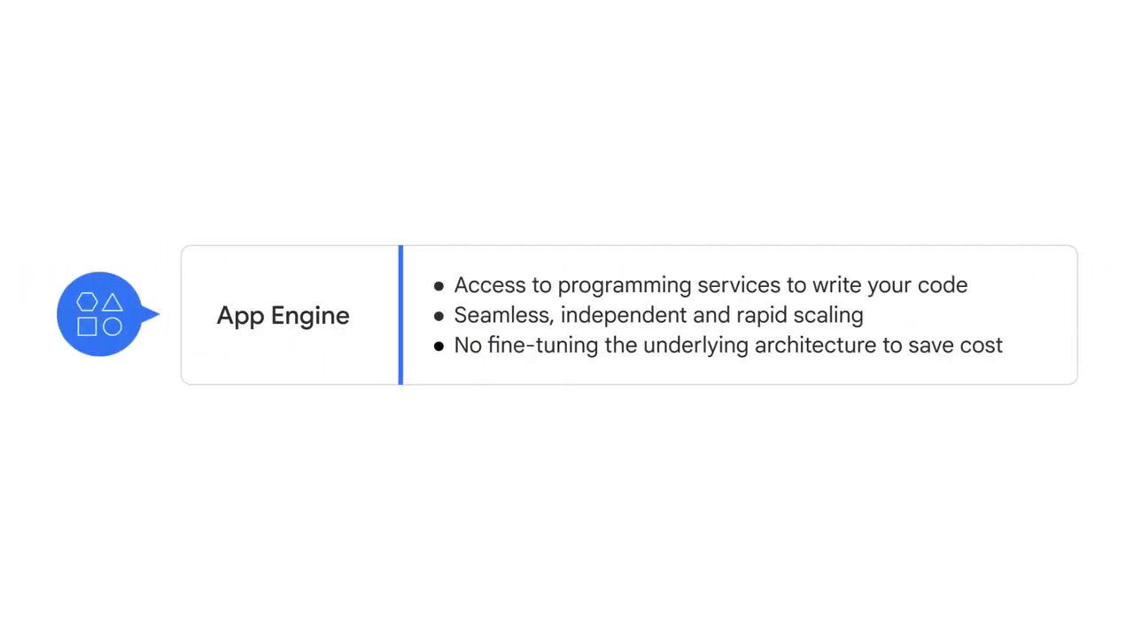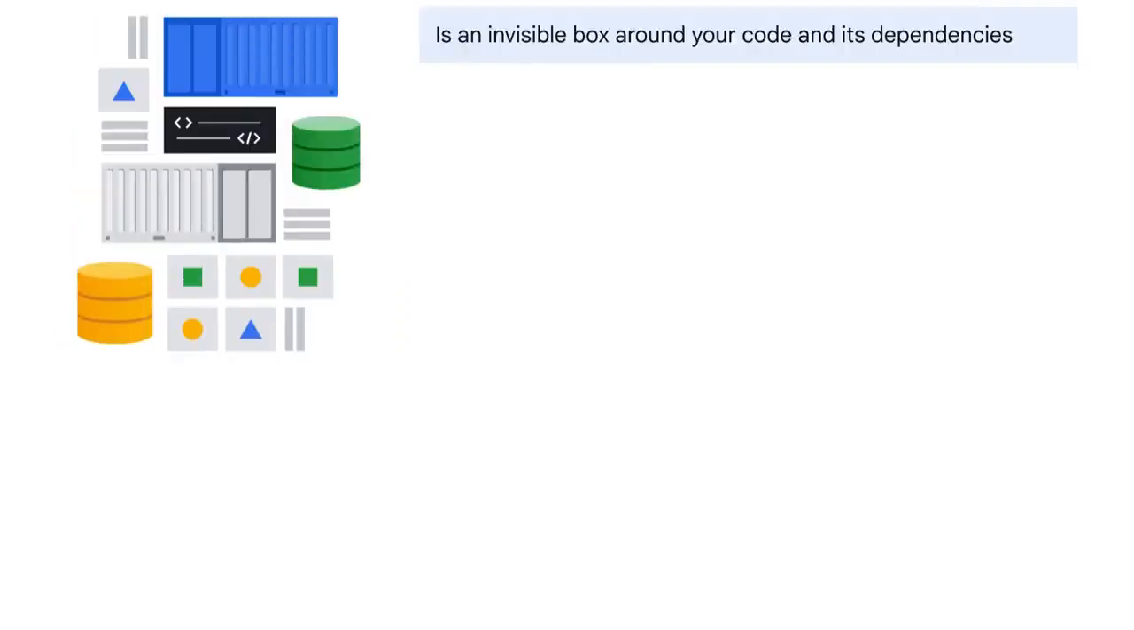Now, with App Engine, you get access to programming services, so you only need to write your code in self-contained workloads that use these services and include any dependent libraries. This means that as demand for your app increases, the platform scales your app seamlessly and independently by workload and infrastructure. This scales rapidly, but there's no option to fine-tune the underlying architecture to save cost.